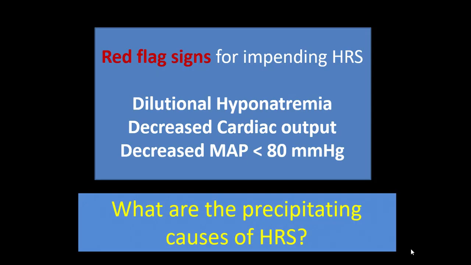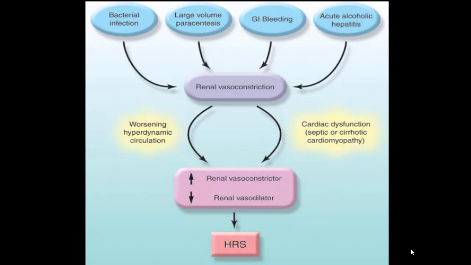So what are the precipitating causes of HRS? Bacterial infection, large volume paracentesis, one of the most common iatrogenic complications that we do, GI bleed, and alcoholic hepatitis.